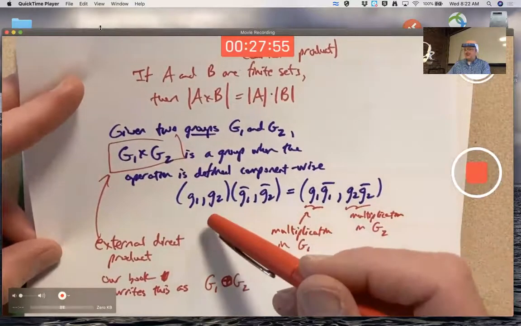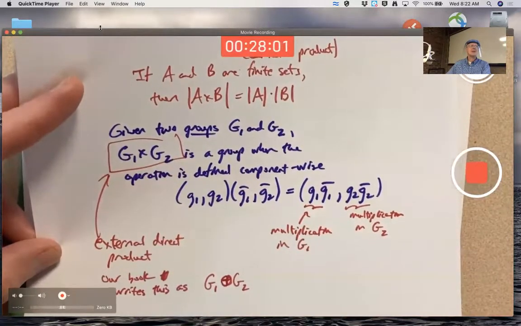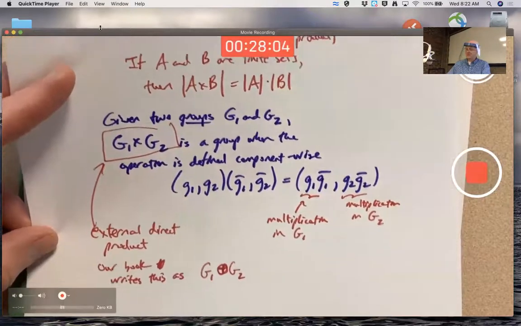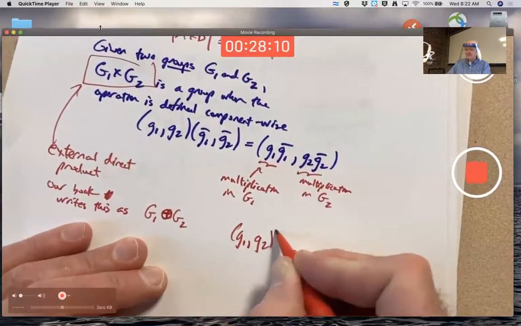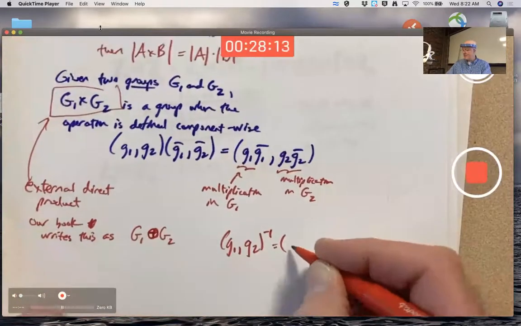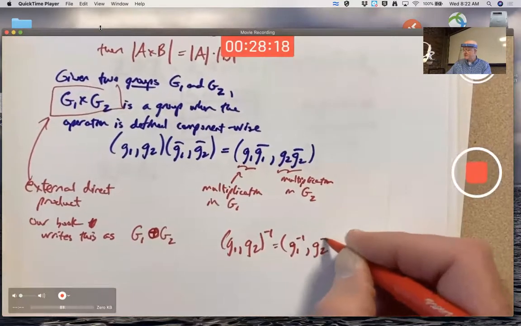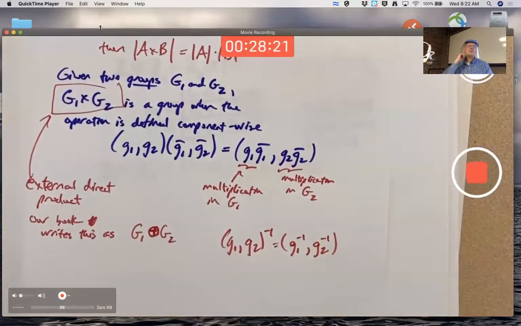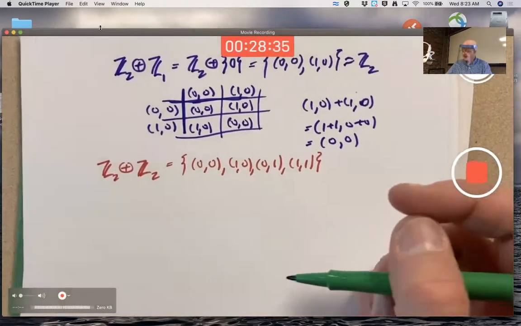The elements in the components are from the individual groups. The identity element would be (E1, E2), where E1 is the identity in G1 and E2 is the identity in G2. The inverse of an arbitrary element would be an ordered pair whose first component is the inverse of G1 and whose second component is the inverse of G2. It's pretty easy to prove these things. So this is a group, 4 elements. Is it isomorphic to Z4? Is it cyclic? Got a guess? A quick guess?